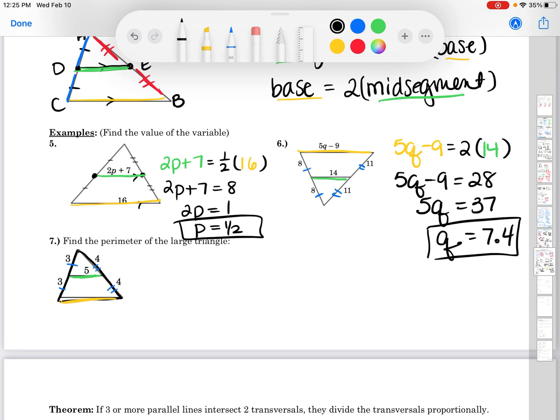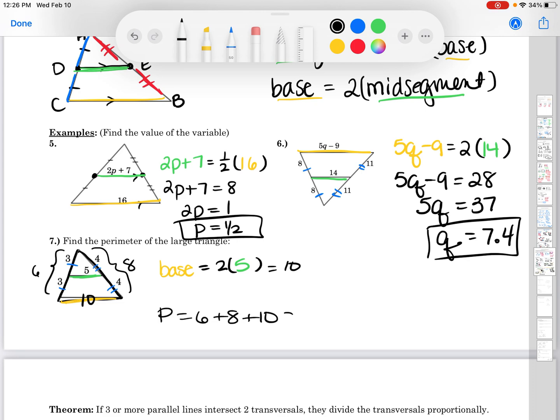All right, so why don't we go with base is equal to, we don't know what the base is yet, is equal to 2 times the midsegment. The midsegment is 5, so that means the base is going to equal 10. And then if I want the perimeter of the larger triangle, I just have to add them up. So this side is 6, this side is 8. So the perimeter is 6 plus 8 plus 10. And that's going to give us 24.